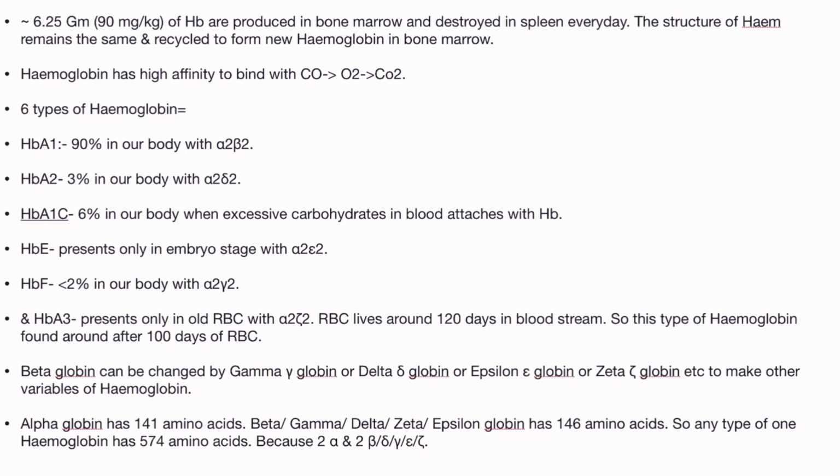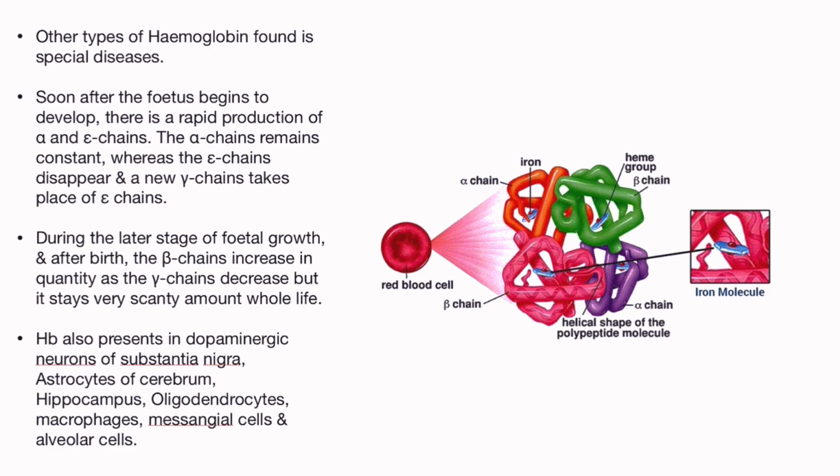Now as you can see, this beta globin can be easily replaced by gamma or delta or epsilon or zeta to make other variants of hemoglobin. Alpha globin has 141 amino acids, and the rest, beta or gamma or delta or zeta or epsilon globin, has 146 amino acids. So any type of one hemoglobin has a total of 574 amino acids because of 2 alpha globins and 2 other globins. Okay, there are also other types of hemoglobin found in disease conditions, which I'll talk about later, not now.